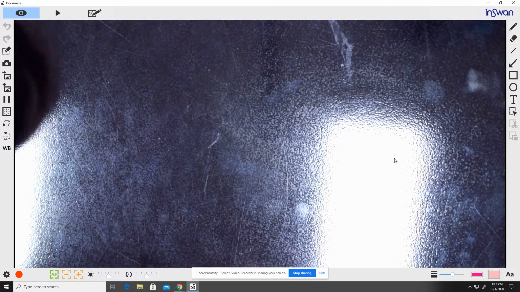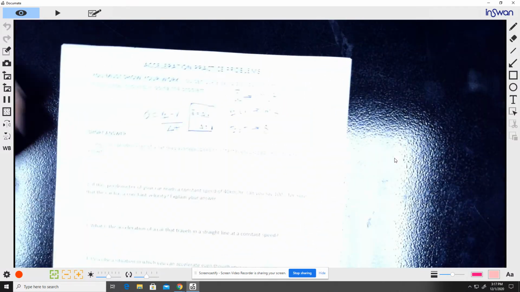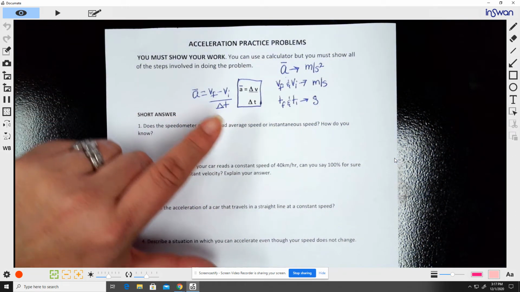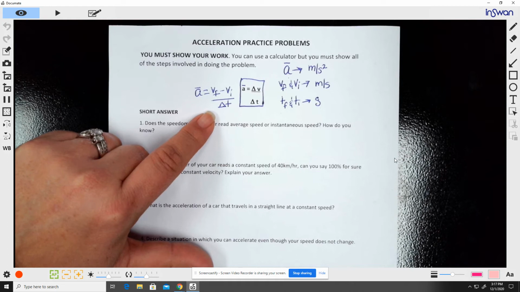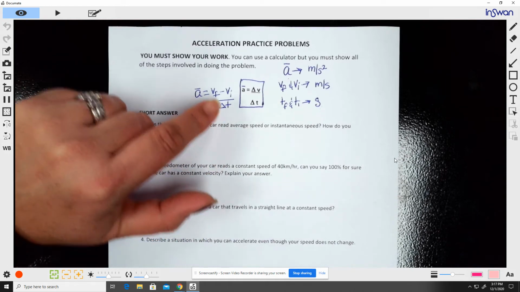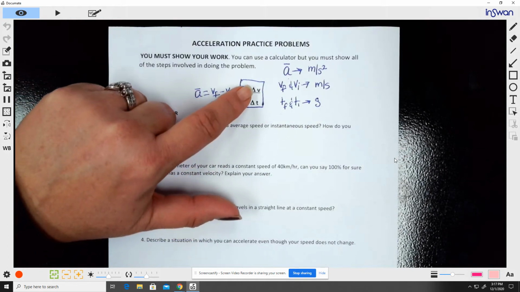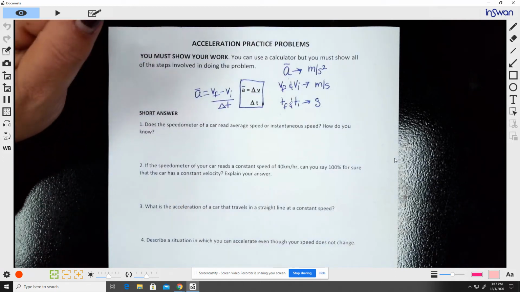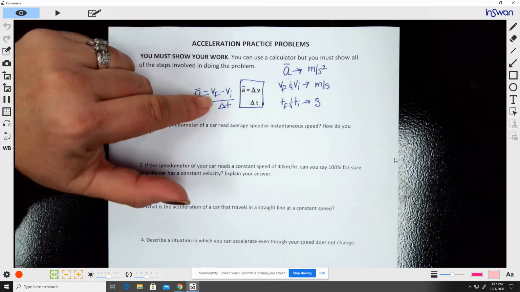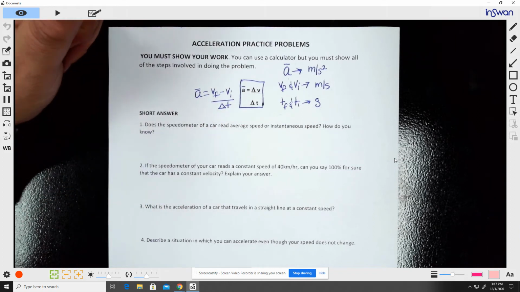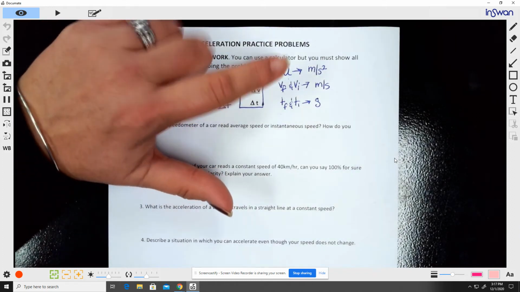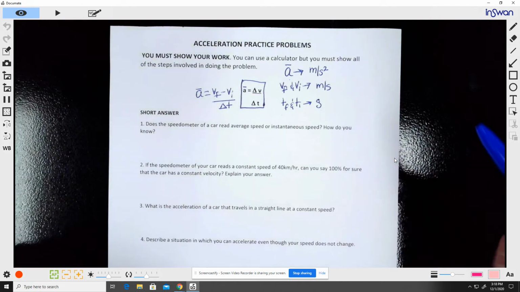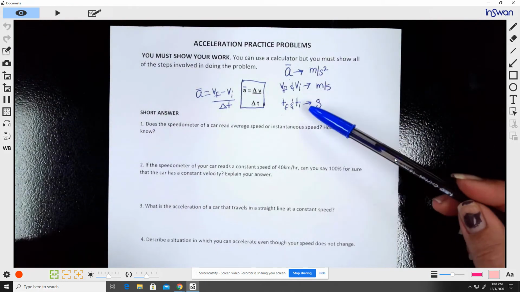One other worksheet I want to go over with you really quick, right, would be your acceleration practice problems. And if you did not write these down the other day, make sure you do have these written down. Average acceleration is equal to the change in velocity. Remember, final minus initial, whatever that delta is in front of, right, over the change in time. Now, make sure that you have written down that average acceleration is measured in meters per second squared.